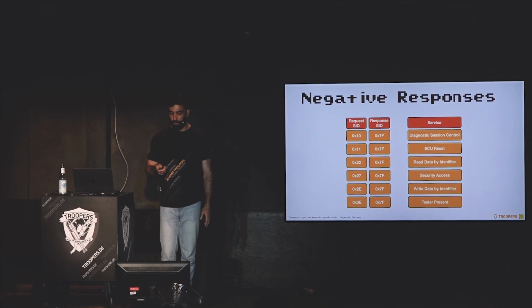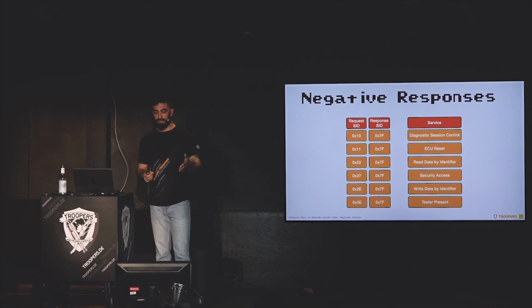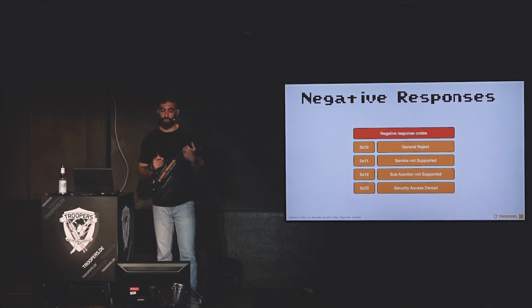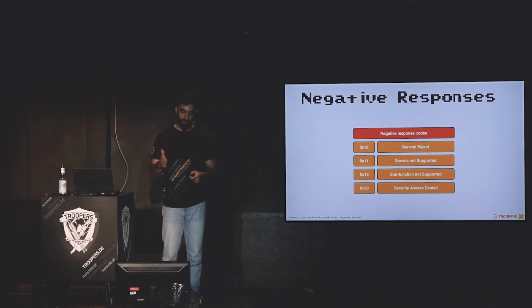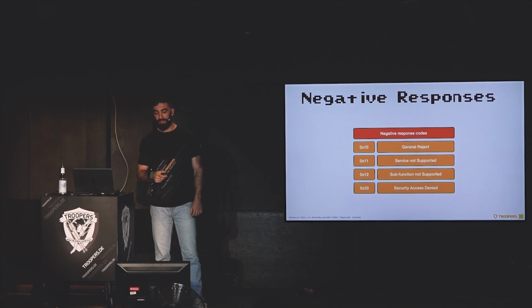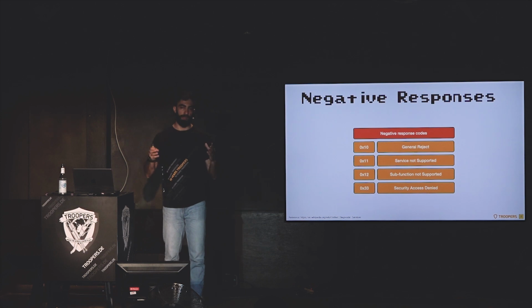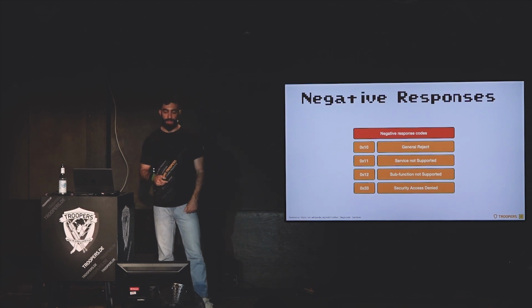Next, we have the negative responses. As you see, we have the same services, but the response will always be a 7F. If you receive a 7F, then you should look at the sub-function ID of the negative response, or else the negative response code. This will help us enumerate the ECU further and find out why we get a negative response. Is it actually a service? Why is it rejecting us? Is the service supported? Is the sub-function supported or not? So this will help us better enumerate the ECU and find out why this service is responding with a negative response.